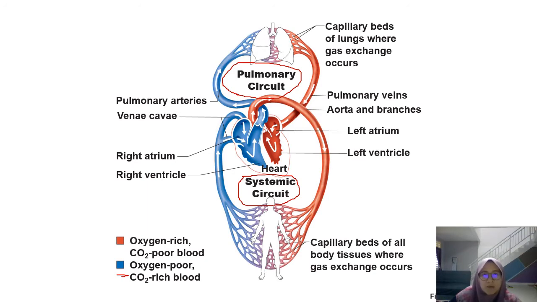Why the left heart? You can see here the red color, pumping from the lungs. It is rich in oxygen and poor in carbon dioxide because gas exchange occurs in the lungs. So it pumps to the left heart, and from the left heart it pumps through our body tissue.